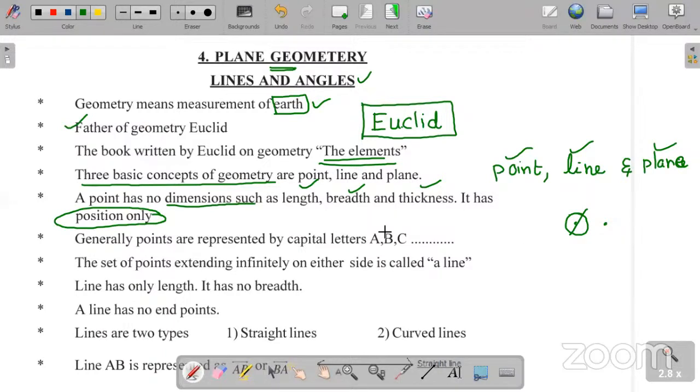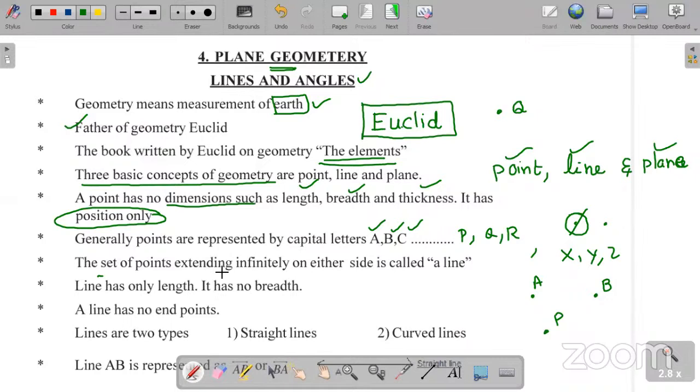Generally, points are denoted by the capital letters A, B, C, P, Q, or X, Y, Z. For example, one point you can call point A, this point B, this point P, and something here you can call Q. So generally the points are represented by the capital letters A, B, C. Yes, Ramcharan.